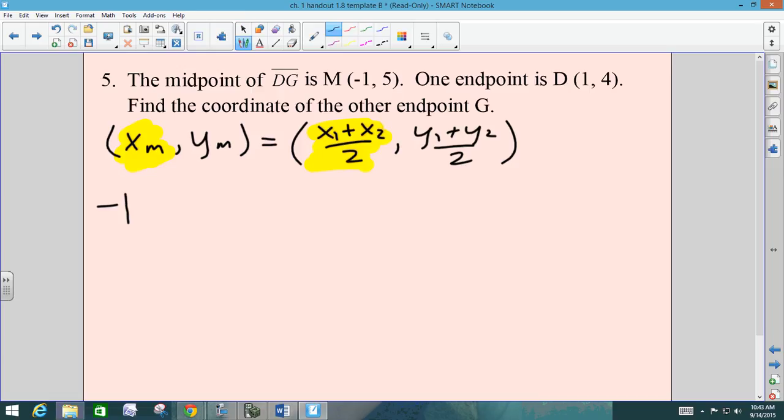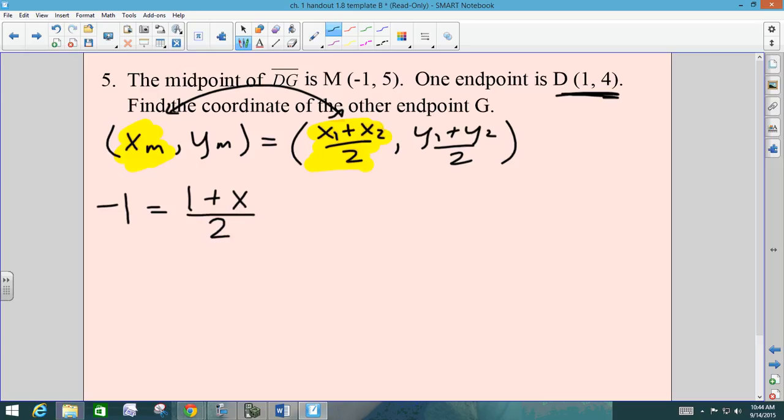-1. Equals, so I'm just going to connect the two. That's the x value of an endpoint. Do I know an x value of one of my endpoints? Yeah, what is it? 1 right here. D is an endpoint. So I'm going to substitute 1 in for x1. Do I know the x value of my other endpoint? No, that's what we're going to try and find, so I'm going to leave it as x.